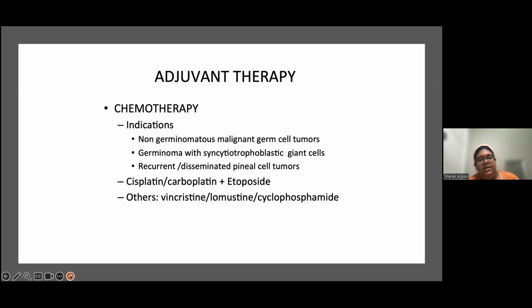Adjuvant therapy here in the form of chemotherapy, the indications would be in non-germinomatous malignant germ cell tumors, germinomas with syncytiotrophoblastic giant cells, recurrent or disseminated pineal cell tumors. Agents are cisplatin or carboplatin plus etoposide, and others would include vincristine, lomustine, and cyclophosphamide.